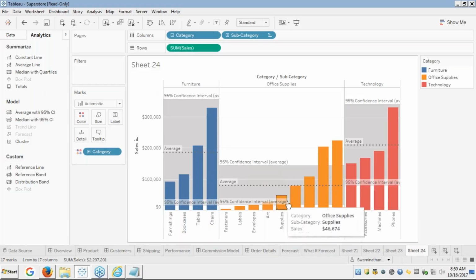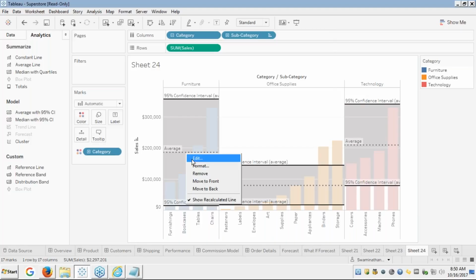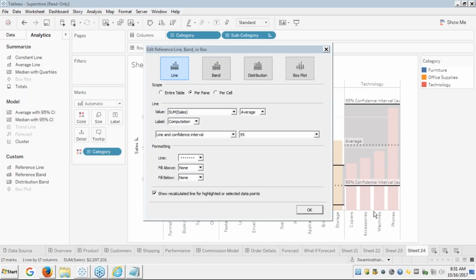So based on my pane level, my confidence band also changes along with my pane. This is another thing to note. When you are editing a reference line, you can just right click here, click on edit, and choose the pane option here. So each and every individual pane gets a line.